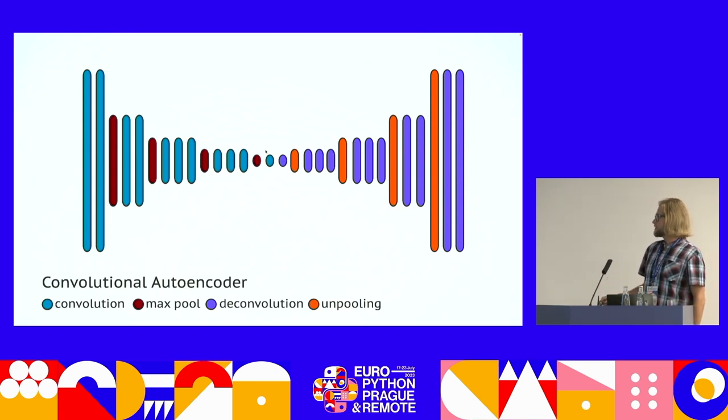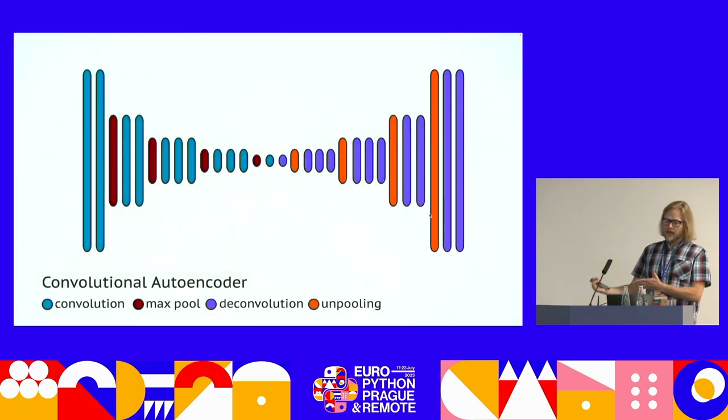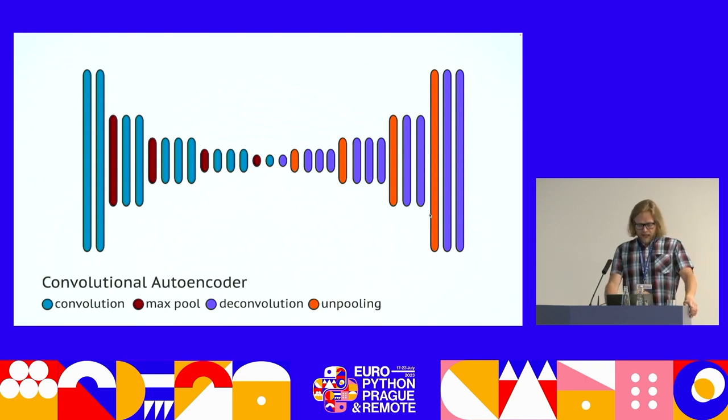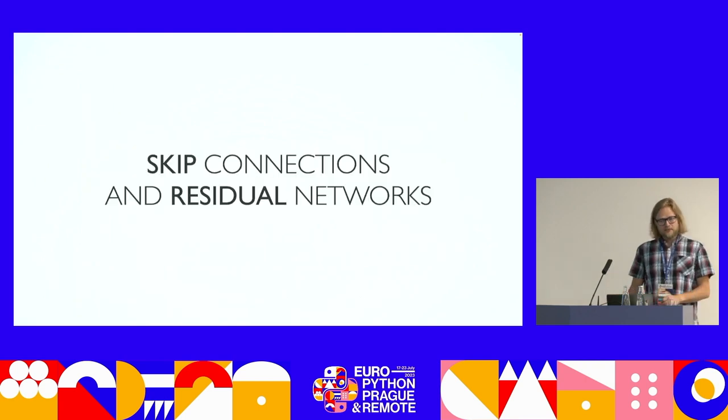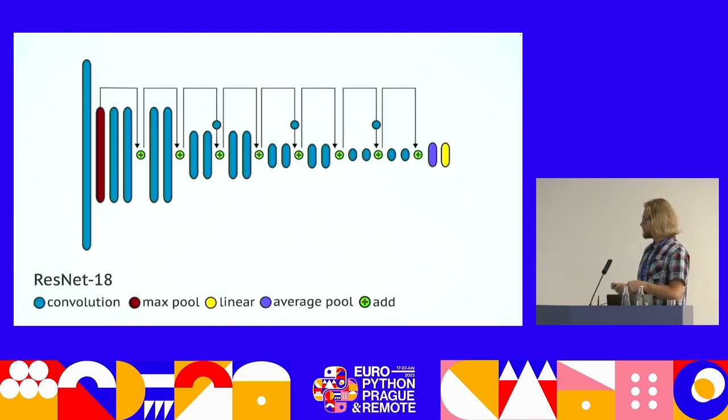You can have a network that takes an image and also generates an image. However, there are some issues where some information gets lost in these deep neural networks. So the idea of skip connections was introduced, and residual networks were formed. The residual term signifies networks with skip connections. So what does that mean?